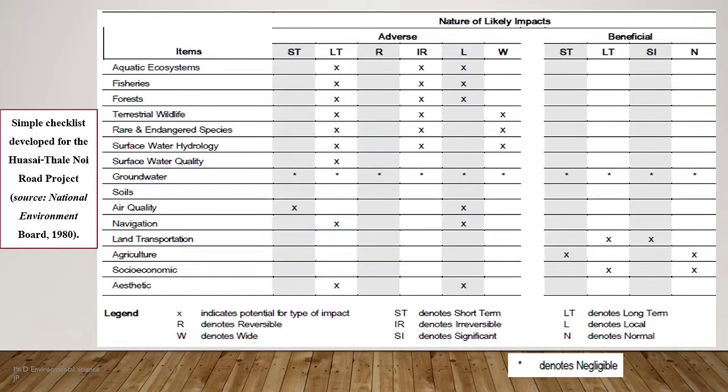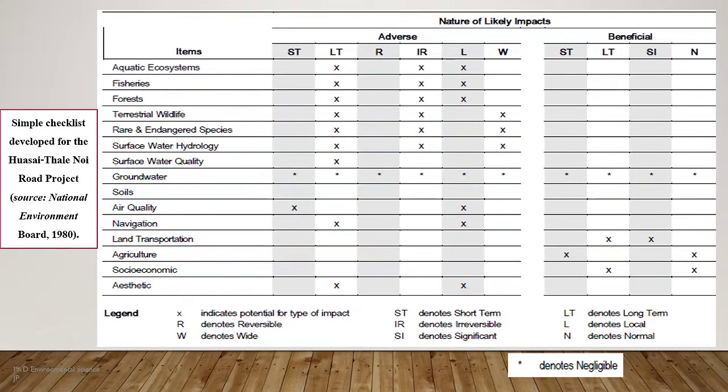Adverse impacts are further divided into ST, short term, which indicates impacts that are temporary and expected to occur during the construction or initial phase of the project. Then LT, long term, indicates impacts that are expected to persist over a longer duration even after the project is completed. Then reversible indicates impacts that can be reversed or mitigated over time. Irreversible indicates impacts that are permanent and cannot be mitigated. L, local, indicates impacts that are confined to a specific area. Wide indicates impacts that have a broader, more widespread effect.